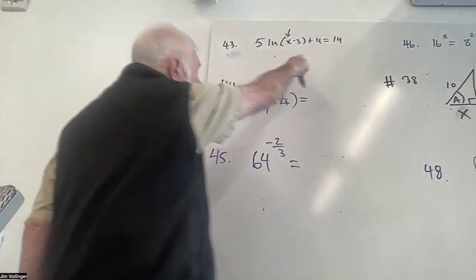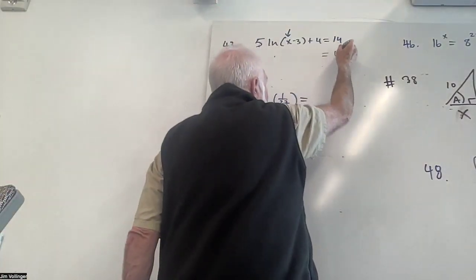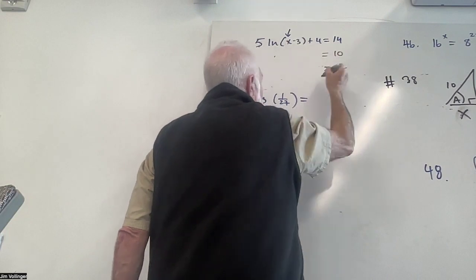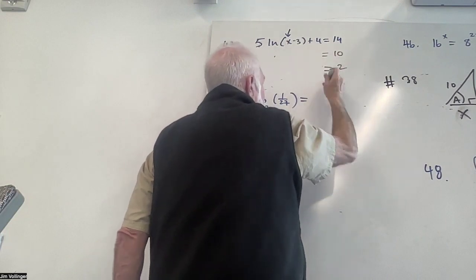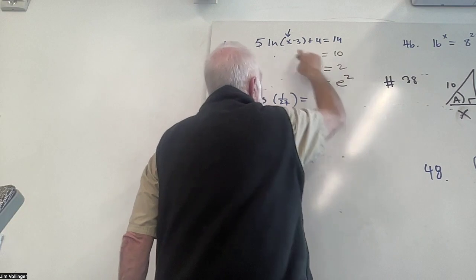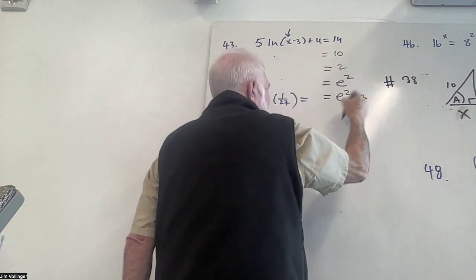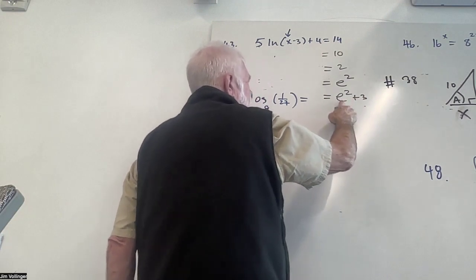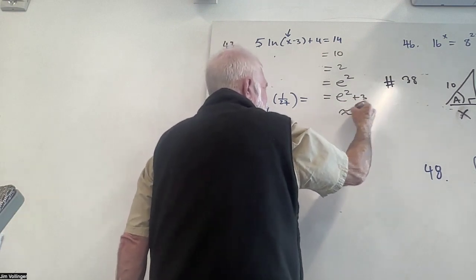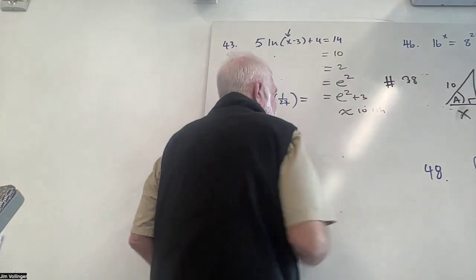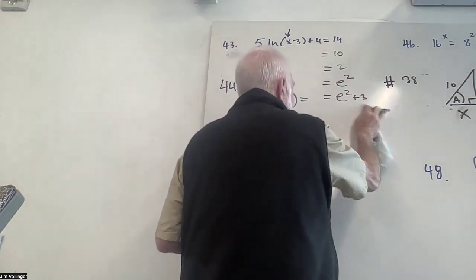All right, so what do I do here? Inverse operations. There's 10, there's 2, there's e to the 2, and then there's e to the 2 plus 3. I know that's 7 something, I think. 7 plus 3, so I'm near 10-ish. Something like that. All right, so that's that answer.